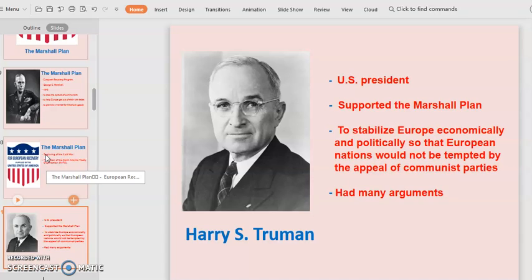Harry Truman was the US President at the time of World War II. He supported the Marshall Plan and even his own, the Truman Doctrine. In 1948, President Harry Truman signed the Economic Assistance Act, which authorized the creation of a program that would help the nations of Europe recover and rebuild after the devastation wrought by World War II, commonly known as the Marshall Plan. It aimed to stabilize Europe economically and politically so that European nations would not be tempted by the appeal of communist parties. Truman had many arguments to Congress for the plans to take effect.